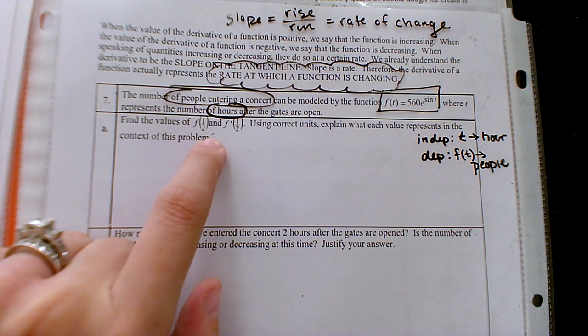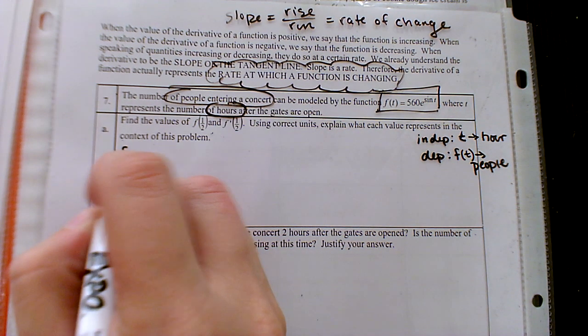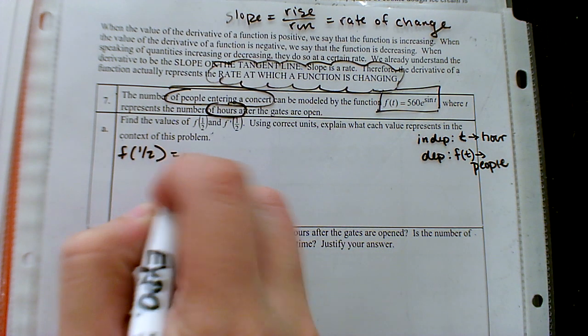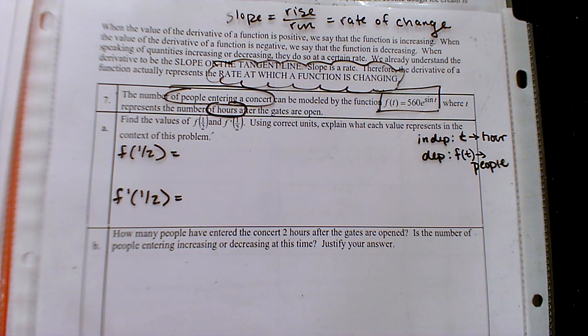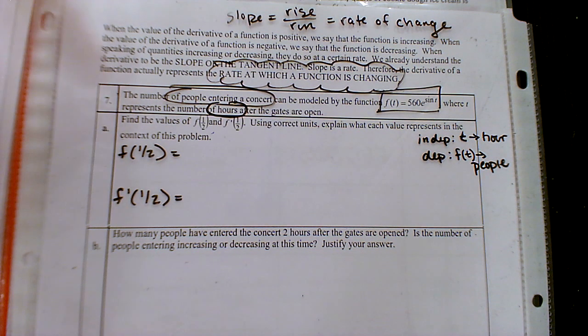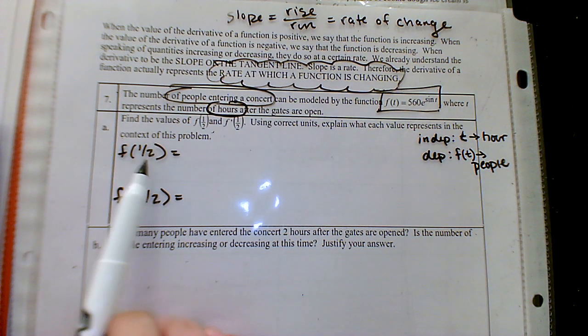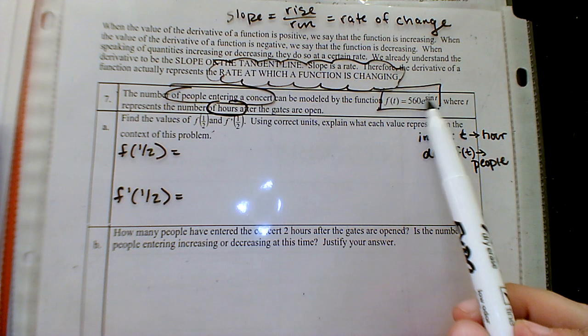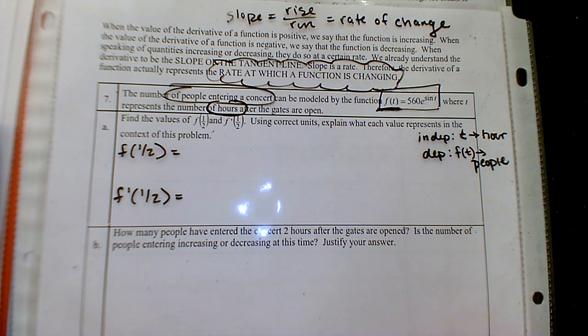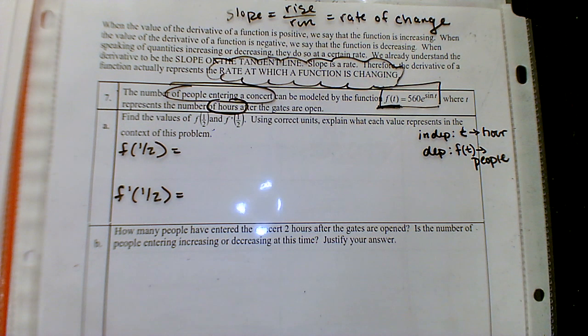We're going to try to calculate some values. So we're going to first figure out f of a half, but then we're also going to figure out f prime of a half. So we're going to get two different values. We need to interpret what those values mean in terms of this scenario or in terms of this function. Okay, so we're going to have to use our calculator to help us with this. F of a half, we can go ahead and simply plug in a half for t, okay, into the original function to see what we get out.